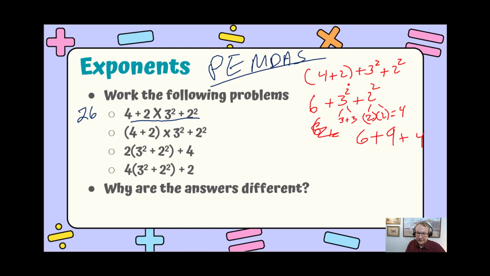And I'm just going to pause for a second, double check. 4 plus 2 is 6. 3 squared is 9. 2 squared is 4. 6 plus 9 is 15. 15 plus 4 is 19. So I've got 19 here. And just for fun, 4 plus 2 is 6. Oh, I did make a mistake.